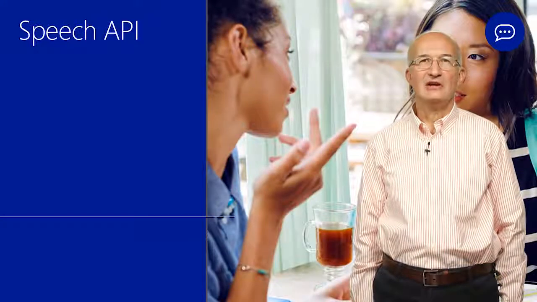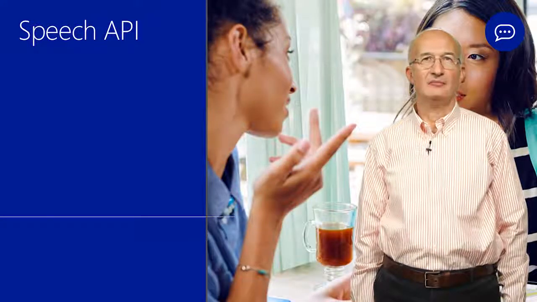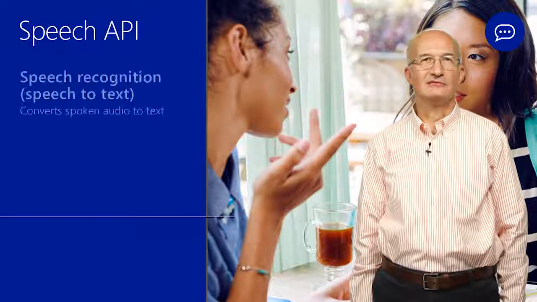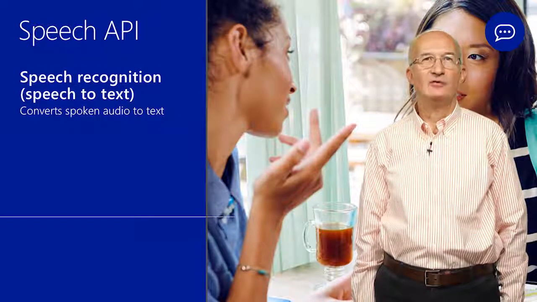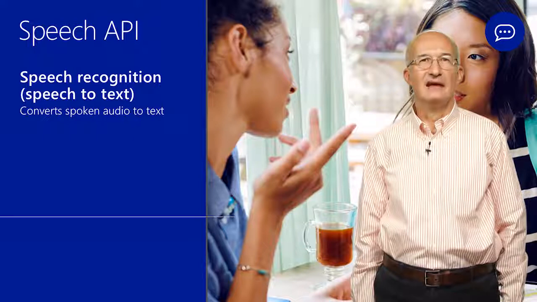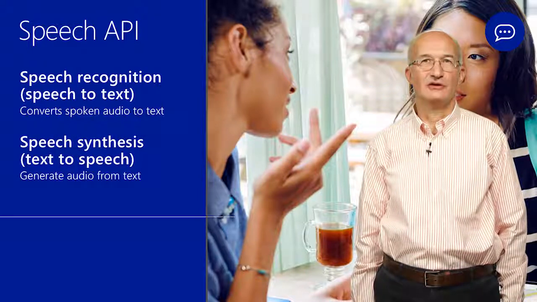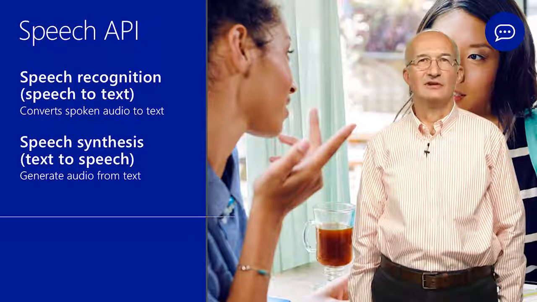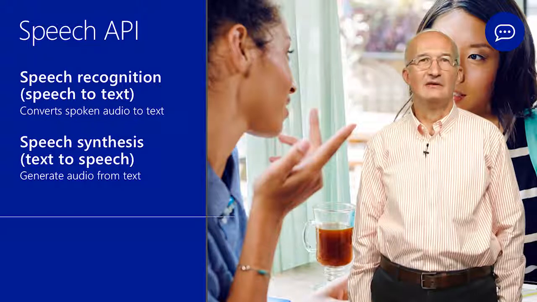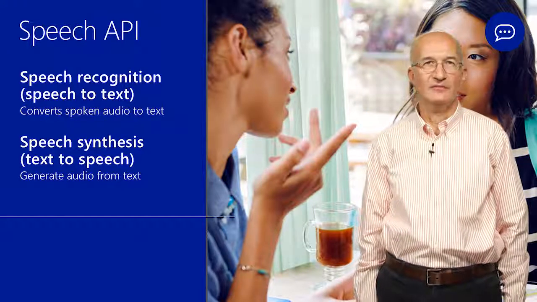Moving on to the Bing Speech API. The Bing Speech API includes functions to recognize speech, providing you with a transcript of what was said, and functions to synthesize speech. Give it a text, and you can hear the audio of it in a high quality and natural sounding voice.